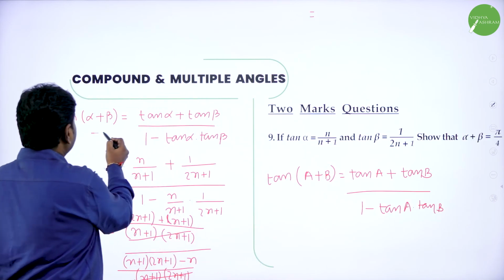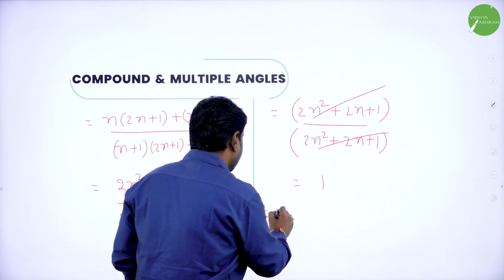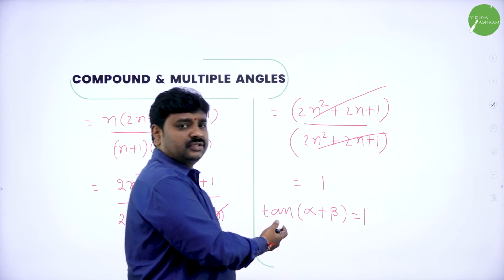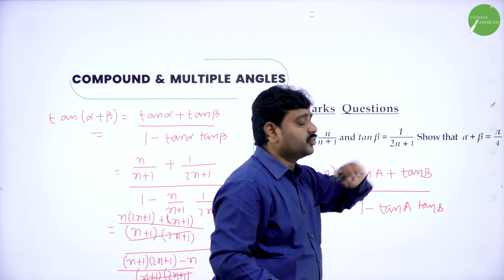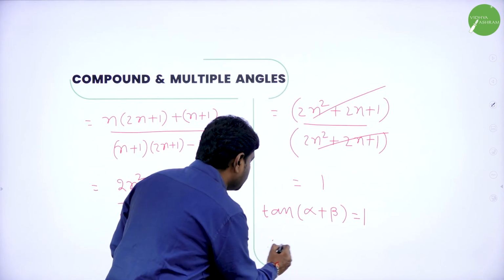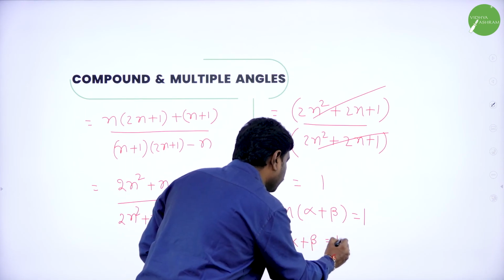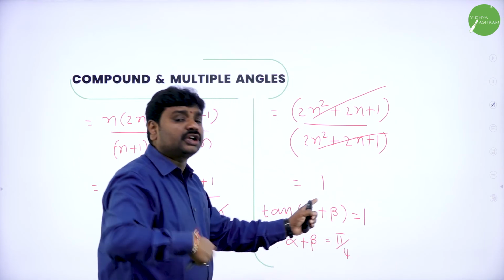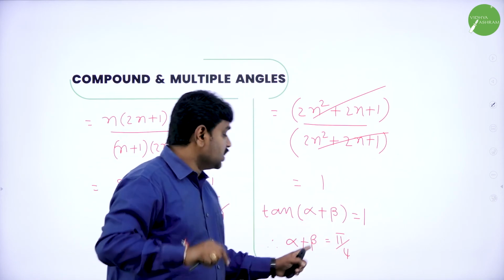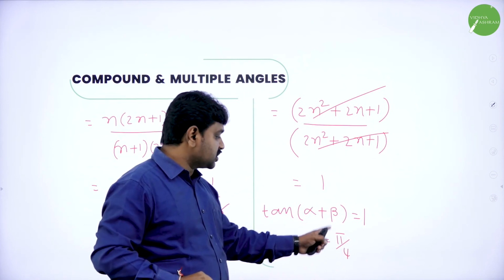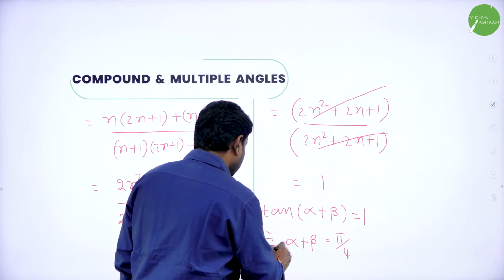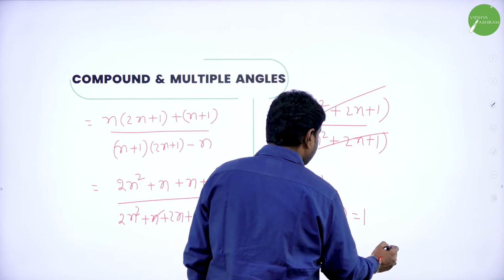We took tan of alpha plus beta. So dear students, we got tan of alpha plus beta is equal to 1. Do they want this? No. They want alpha plus beta. So tan of alpha plus beta is 1 means alpha plus beta has to be occupied by what? Pi by 4. Because tan what gives you 1? Tan 45 gives you 1. So tan of alpha plus beta is 1 means alpha plus beta has to be 45 degrees, that is pi by 4, hence the proof. So tan of alpha plus beta is 1, that implies alpha plus beta is equal to pi by 4, that is your RHS.